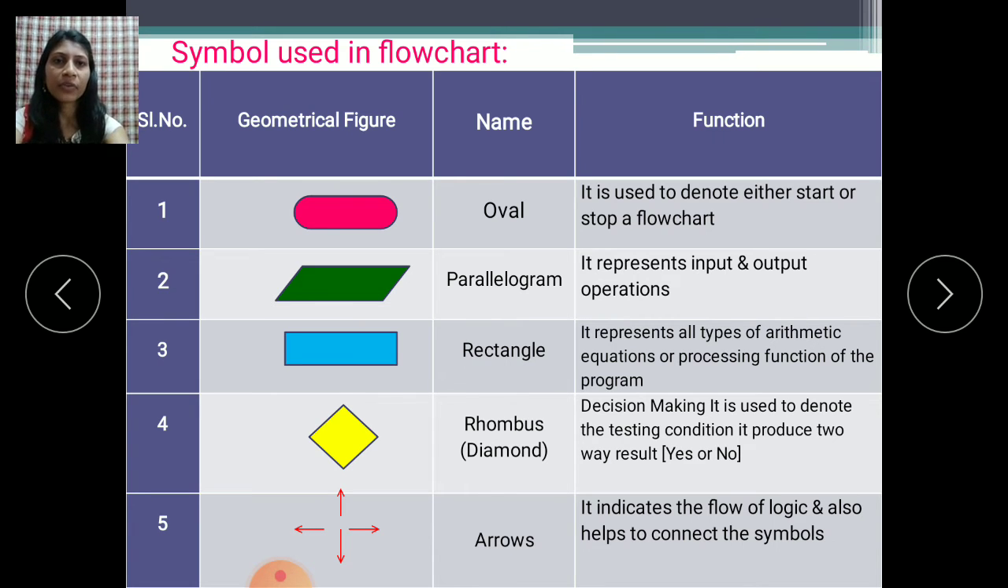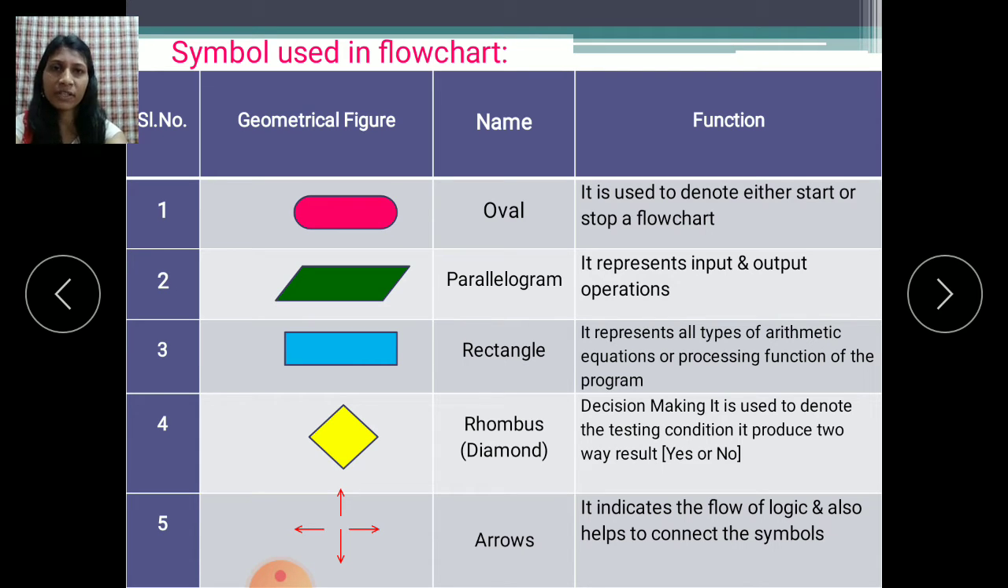See here, the first one is this shape. This is called an oval shape. We can call it an oval shape. See here, it is used to denote either the start or stop of a flowchart. If you want to start the algorithm, we write start at the front. Then at the end of the program, we use the stop of the program.